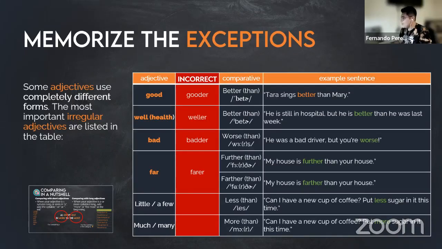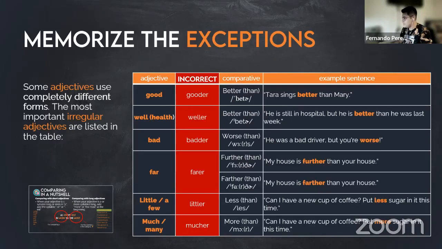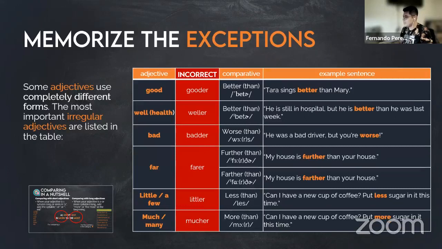The word a little or a few, when you are talking about quantity, the word is not littler, you know? That's incorrect. The word is less. And finally, for much and many, of course, we never heard much hair, no? Or many hair. The word is more than. These are the examples that you can use. So let's practice this information.